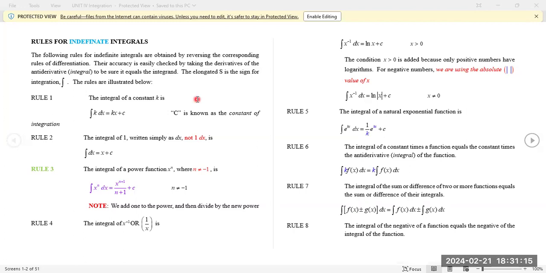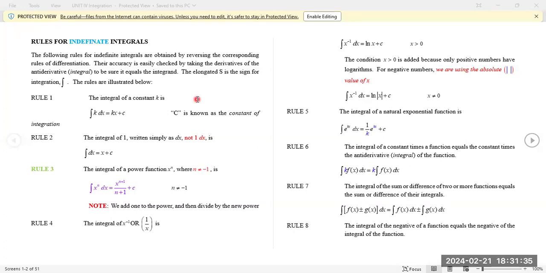Sorry, you place rule 3 in green. Is that like the main? Right. So that is the basis of the rules for integration. All right, and that's where I'm going to start.